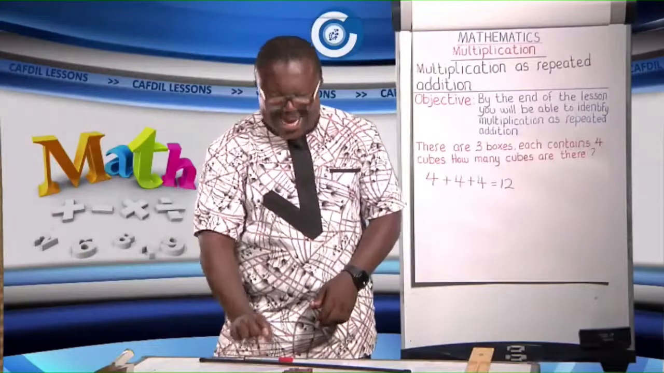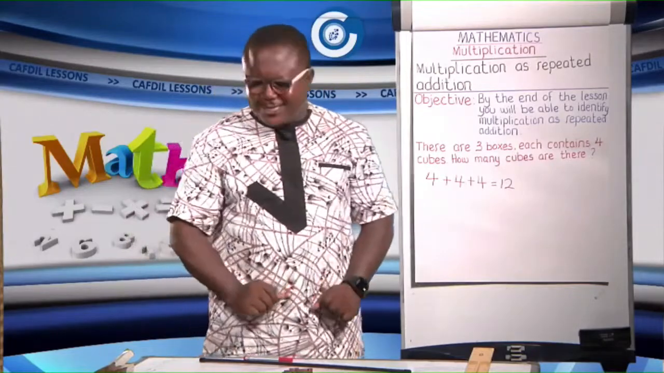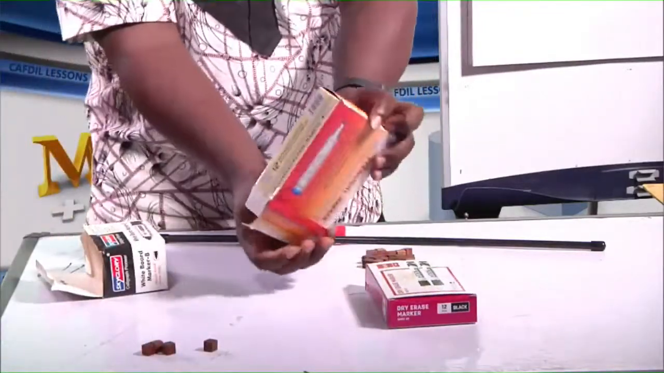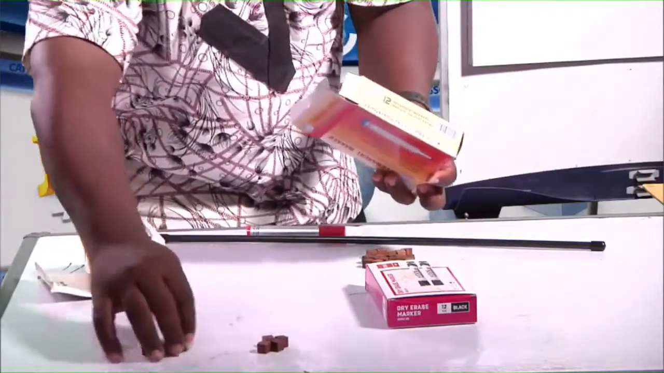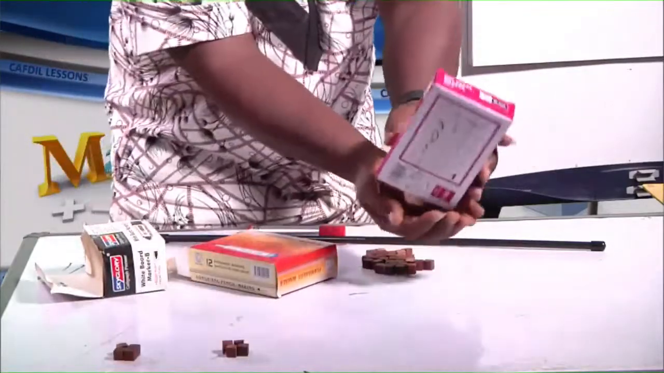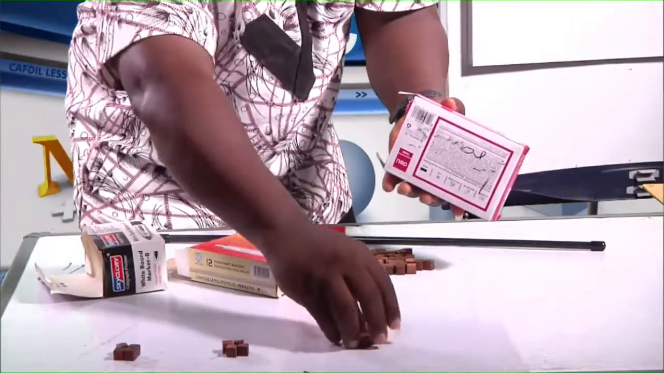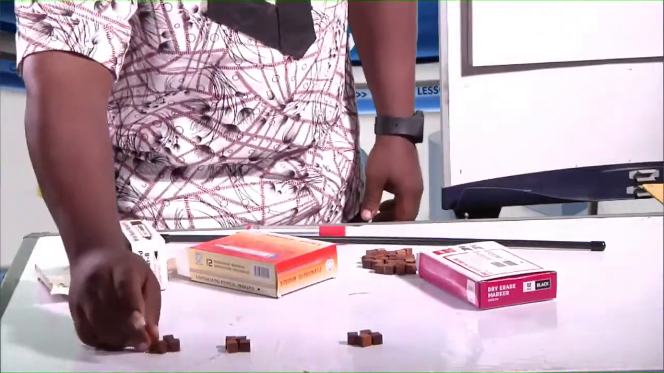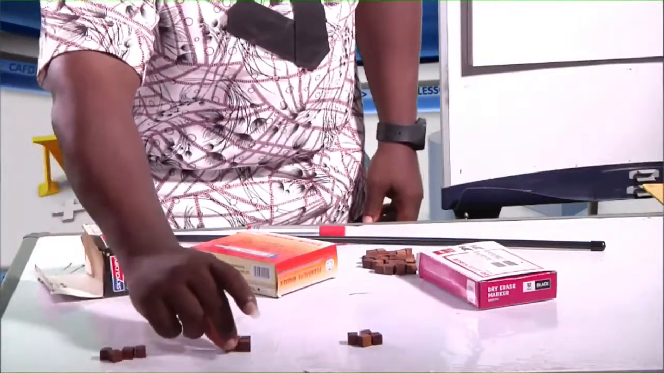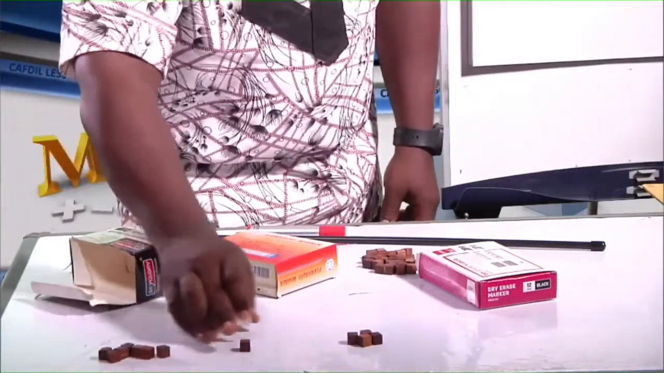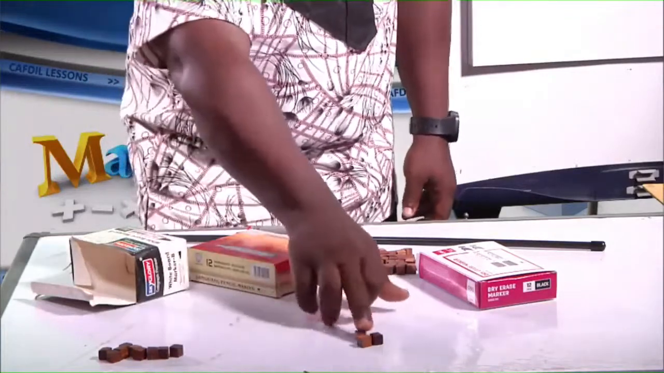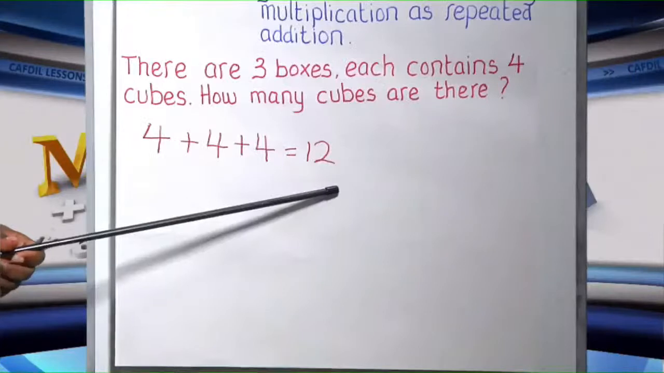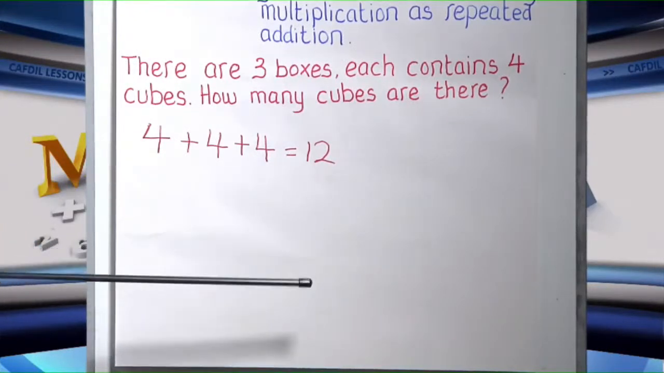So now let's check whether what we have written there is correct. So there are 4 cubes here. The other 4 cubes too. This is the first 4 cubes, the second 4 cubes, then the third 4 cubes. So we want to put them together and see. 1, 2, 3, 4, 5, 6, 7, 8, 9, 10, 11, 12. You see that? So 12 is there. You have all seen it.